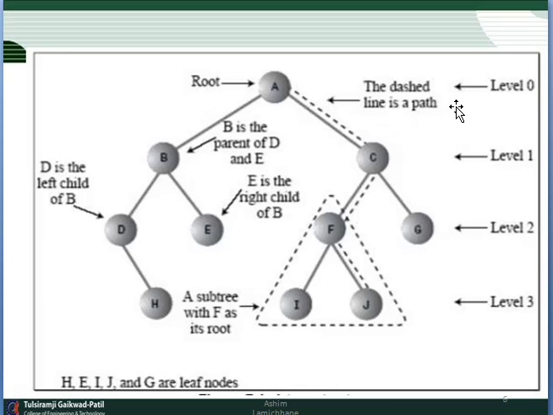See, the root node always belongs to level 0 in the given tree, where level 1 is the next immediate node, level 2 is the next immediate node and level 3 is the last node.